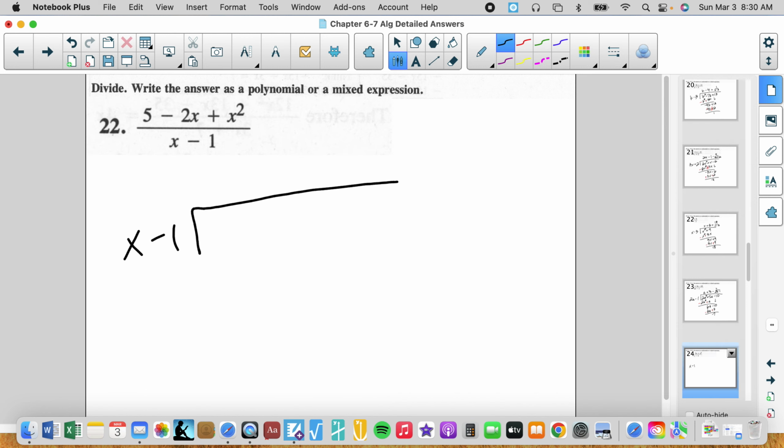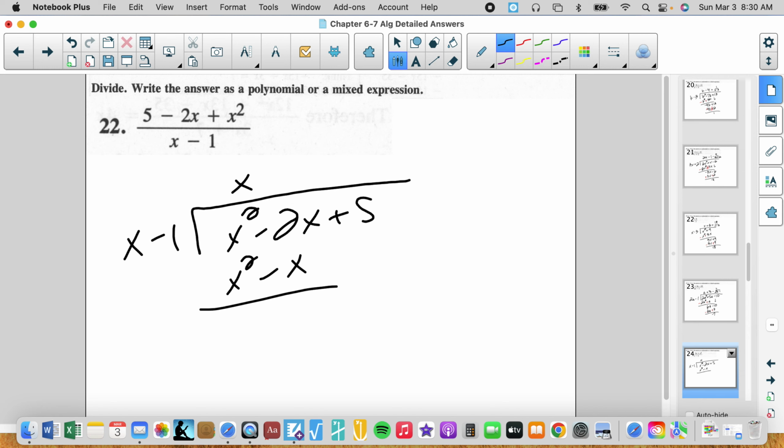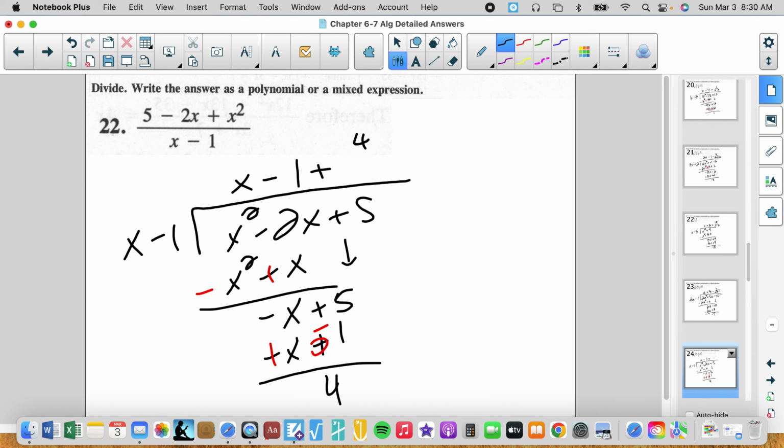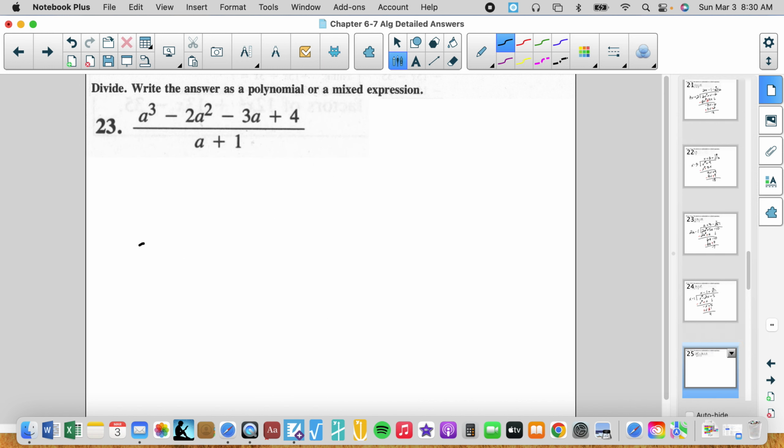X minus 1, standard form. Multiply by x, you get x squared minus x. Change them. You get negative x plus 5 multiplied by a negative 1, which gives us negative x plus 1. Change the signs. Lots of changing, flipping, turning. Make sure I did that correctly. Positive 1, yep, that's correct.